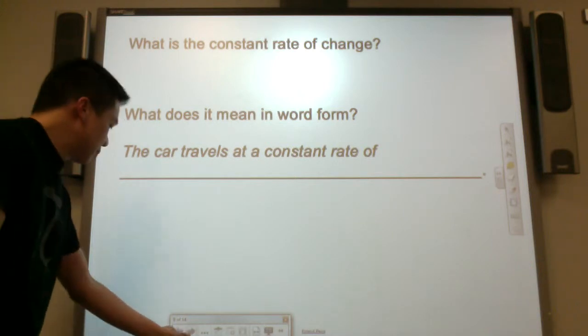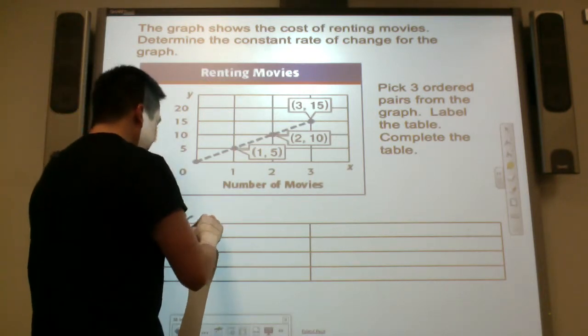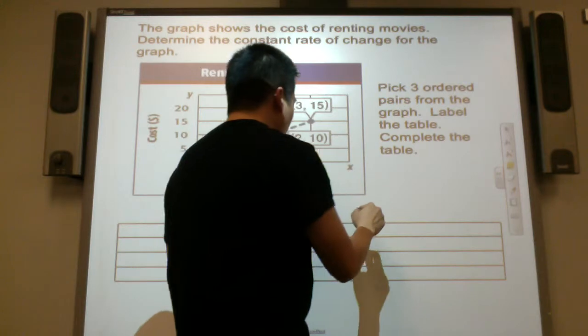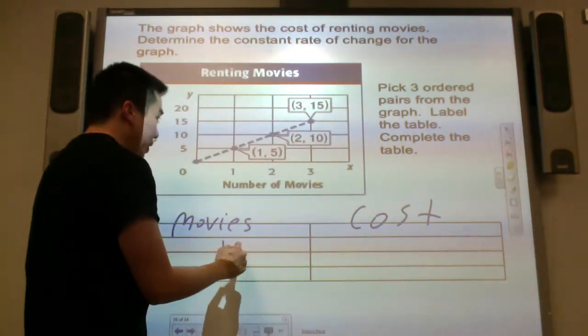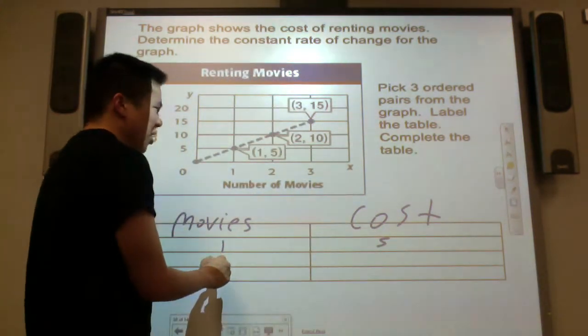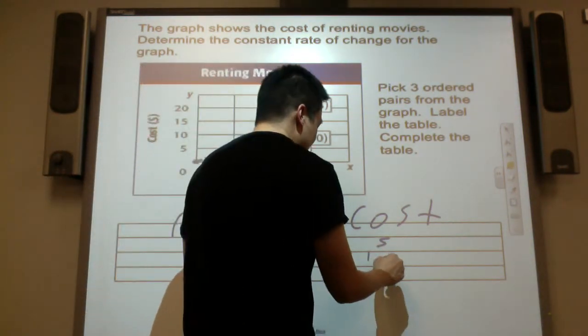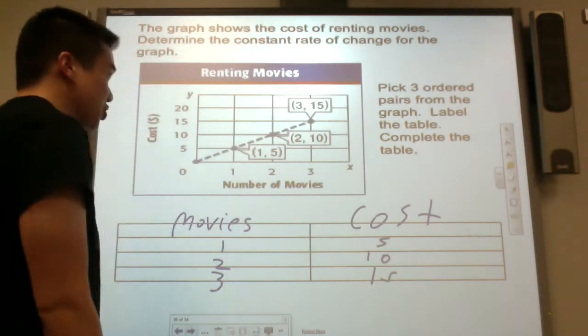So, next example. This is about renting a movie. So we have movies and we have cost. So let's use it. One movie costs $5. That's pretty cheap. No, I don't know, it depends. 2 movies is $10. 3 movies is $15.